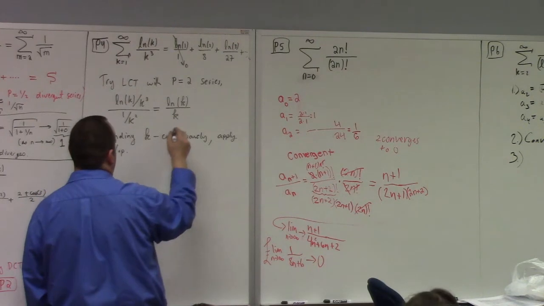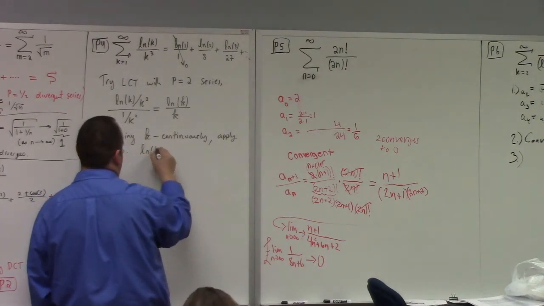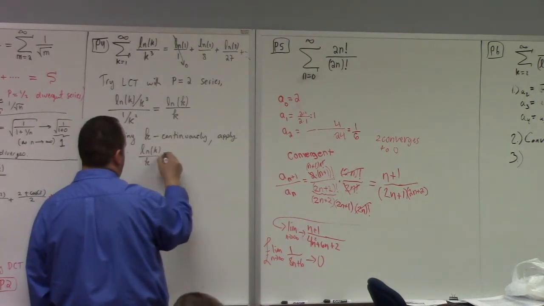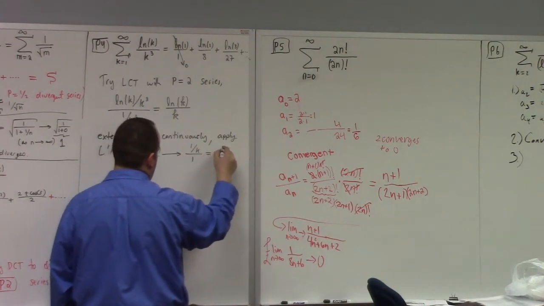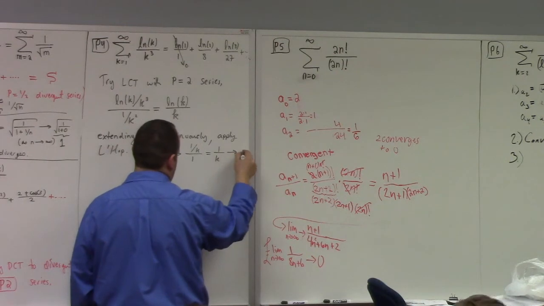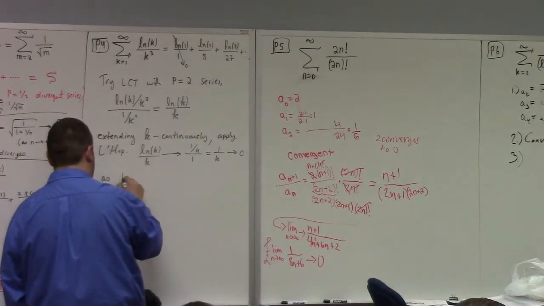So we get natural log of k over k goes to what? 1 over k over 1, which is 1 over k, which goes to 0 as k goes to infinity.